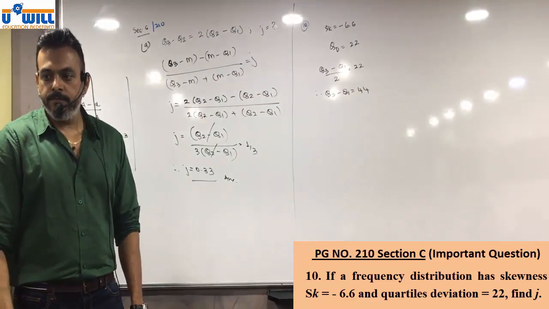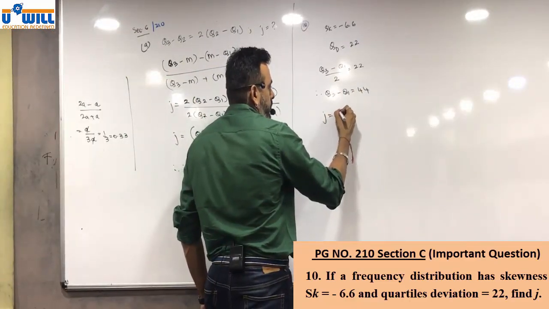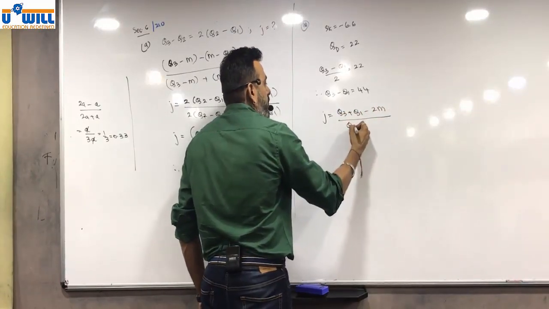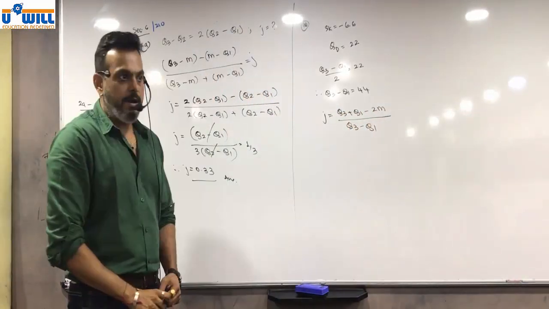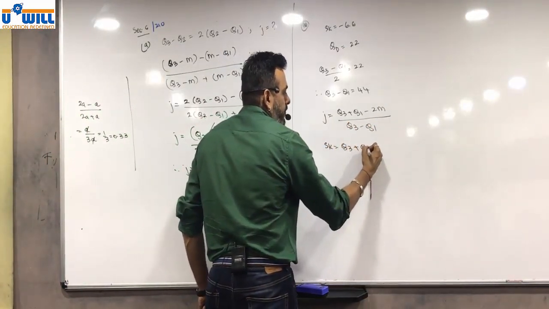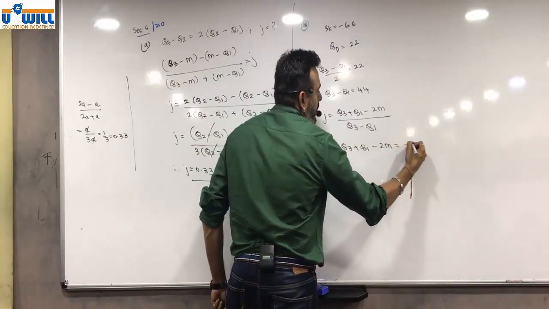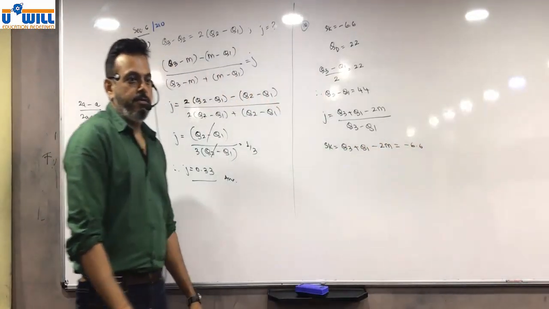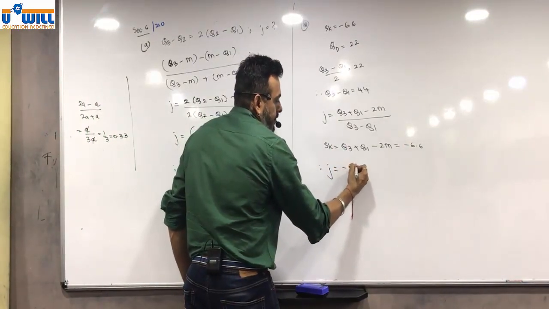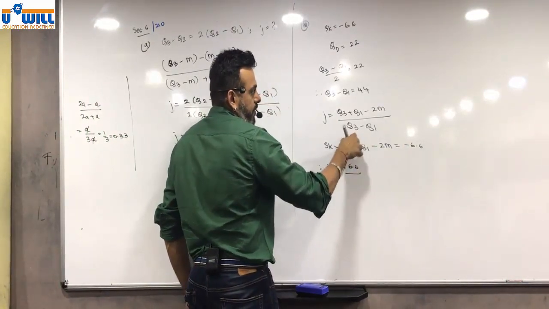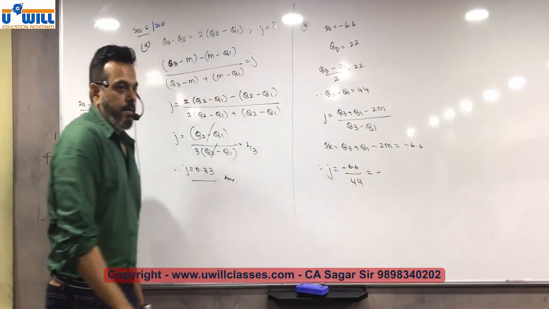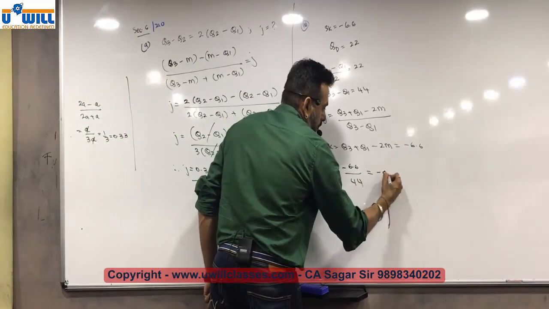Can I say this? J is equal to Q3 plus Q1 minus 2M upon Q3 minus Q1. Now, skewness is equal to Q3 plus Q1 minus 2M, which is already minus 6.6. Therefore, J is equal to minus 6.6 upon, what is this? 44. 0.15.